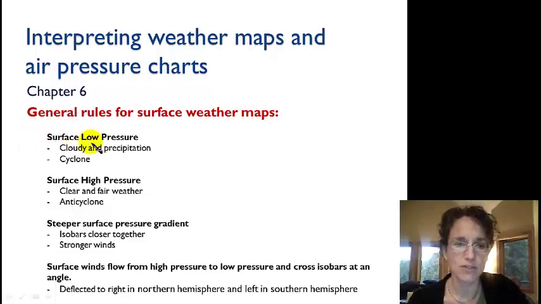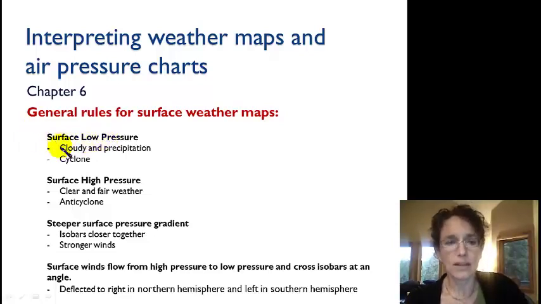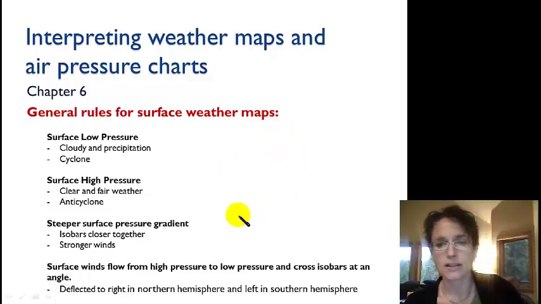And the first is that if we have a surface low pressure, we can interpret that the weather is probably going to be cloudy and there's going to be precipitation. And remember that cyclonic flow, which in the northern hemisphere is in the counterclockwise direction. And if we have a surface high pressure area, then we're going to have more clear and fair weather, and that is going to be anticyclonic flow in the clockwise direction in the northern hemisphere. In the southern hemisphere, an anticyclone is in the counterclockwise direction.